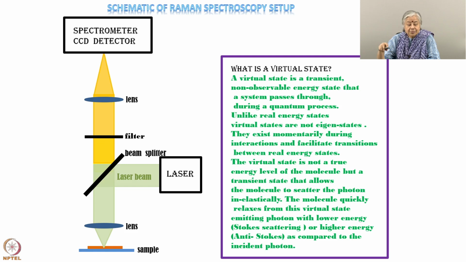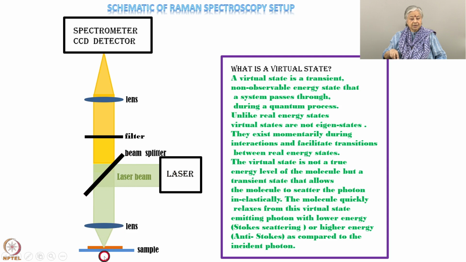So, before I go further, let me show you a schematic of a Raman spectroscopy setup. Here I have the laser, whichever laser you choose. Say I have chosen a green laser, and this is a beam splitter. I put a beam splitter, that means part of the beam can go that side and part of it can come here, or it is like a mirror, okay. So, it goes here and it goes here.